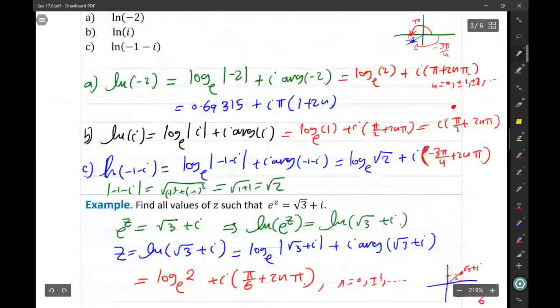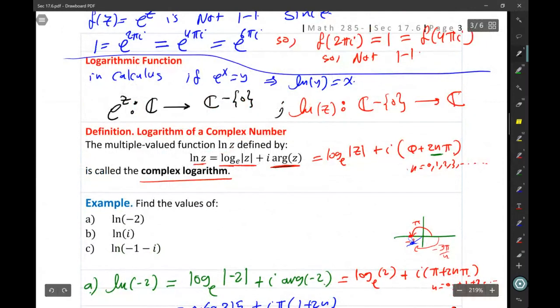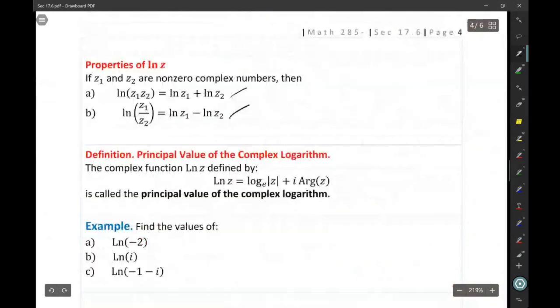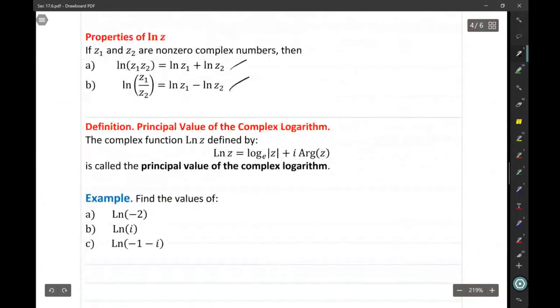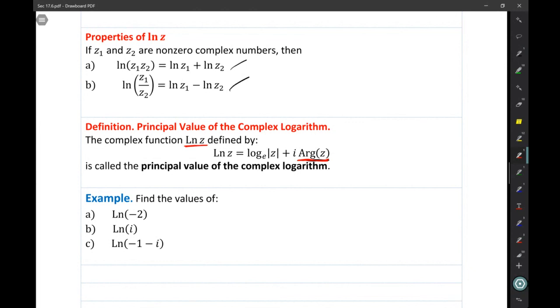If you notice here, when we defined ln, we said small argument. Small argument means theta plus 2n pi. But we know that there is a principal argument. So for such a principal argument, capital A, we will define a principal logarithm of the complex number z. The principal logarithm of z is equal to logarithm of absolute z with base e plus i times the principal argument of z.